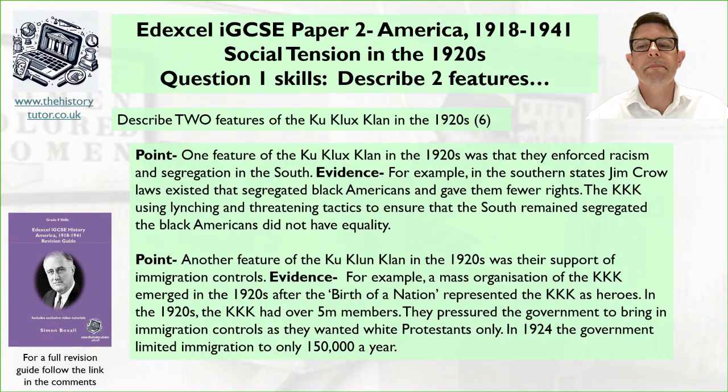As I said, for example, a mass organisation of the KKK emerged in the 1920s after the birth of a nation, which represented the KKK as heroes. In the 1920s, the KKK therefore had over 5 million members. They pressured the government to bring in immigration controls as they wanted white Protestants only in America. So in 1924, the government limited immigration to only 150,000 people a year. There is our described answer. We haven't really got 'they did this because' in there, because it's not an explain question, we've just got our description.